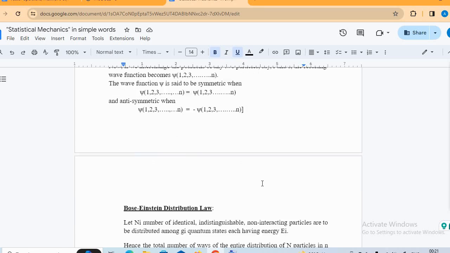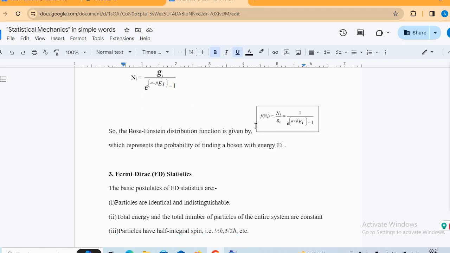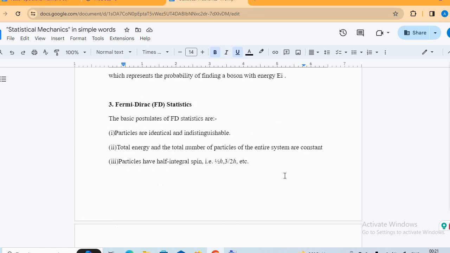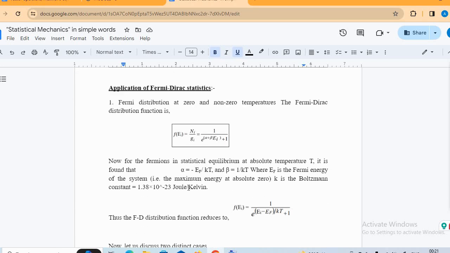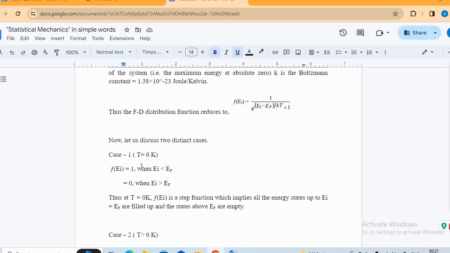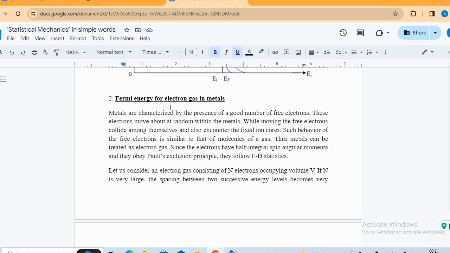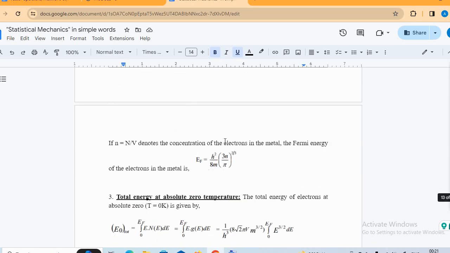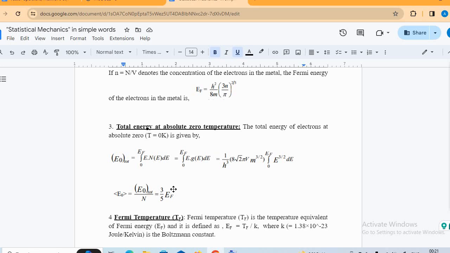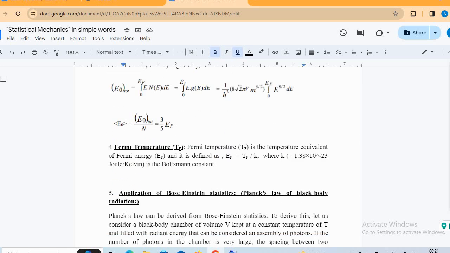Now we have also discussed the concept of the distribution function, and by using this distribution function we are able to calculate some of the bulk properties. Here we used Fermi-Dirac statistics at different temperatures, T equal to 0 and T greater than 0. From the distribution function we are able to calculate the Fermi energy, and then the average energy, and we used that concept to calculate other properties.